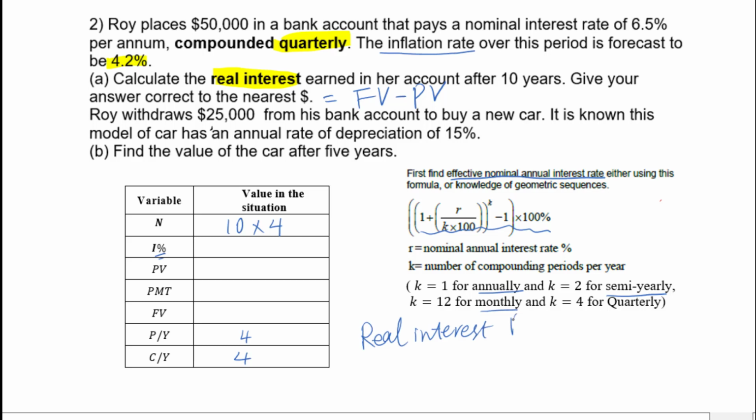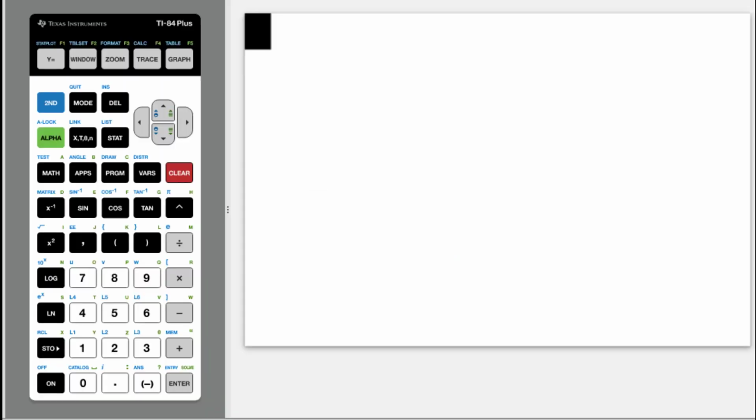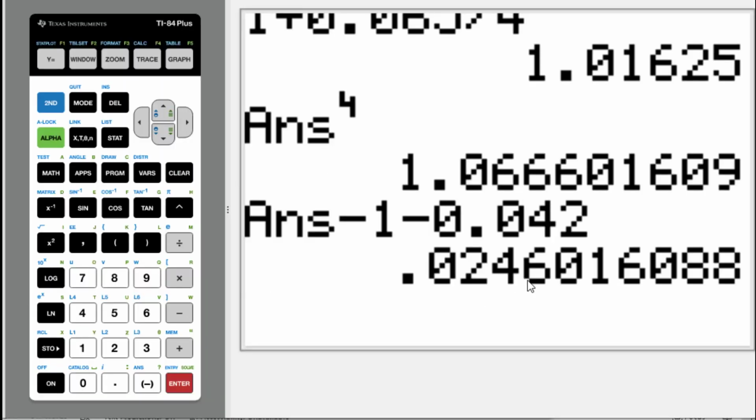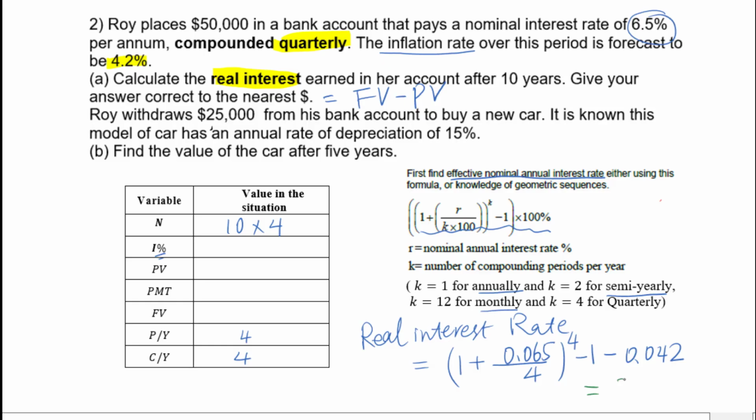interest rate. So the real interest rate equals 1 plus 6.5%, we will change into decimal, 0.065 over 4. Then to the fourth power minus 1. Then minus the inflation rate, which is 0.042. You will get 2.46%. We will put here 2.46.